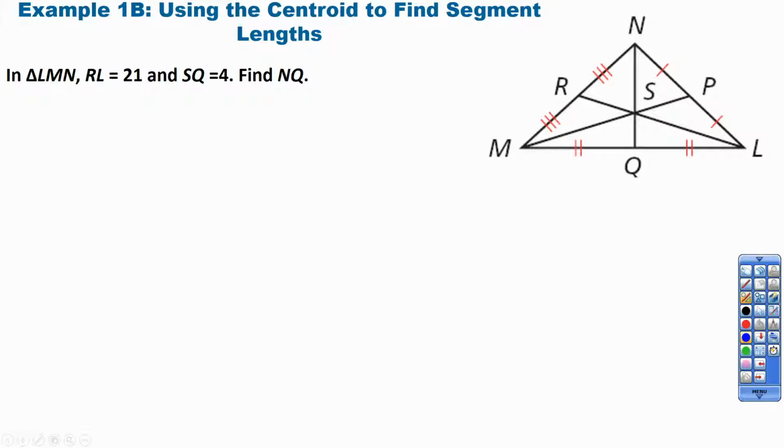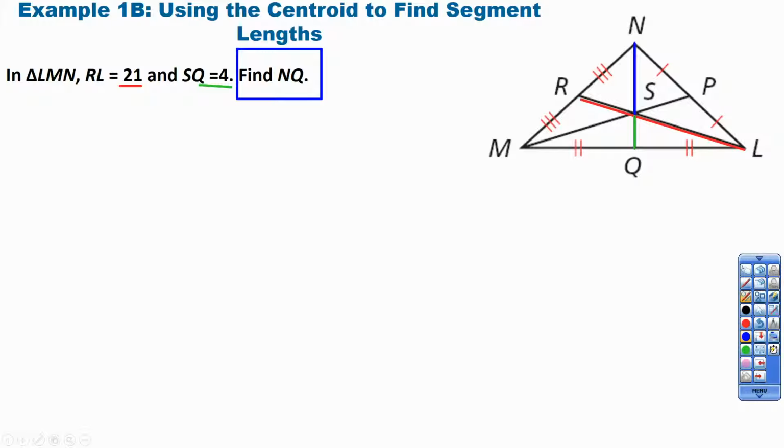All right, so they want us to find NQ. They want us to find this whole thing, NQ. They tell us that RL is 21, and they tell us that SQ is 4. We want to know what NQ is.